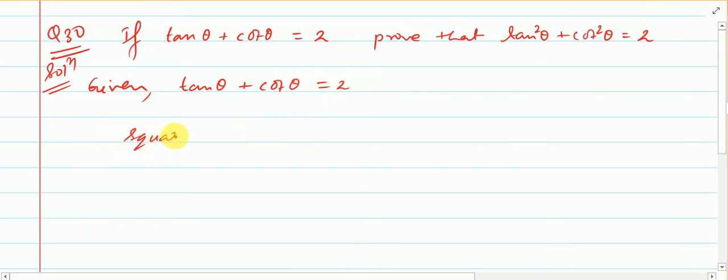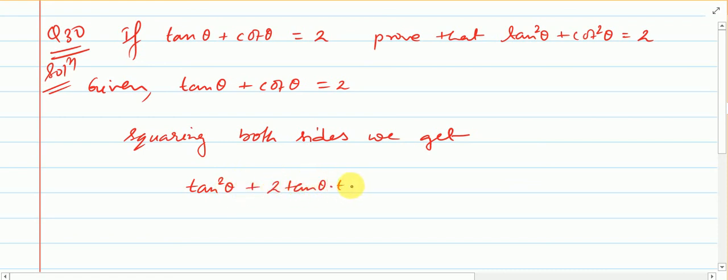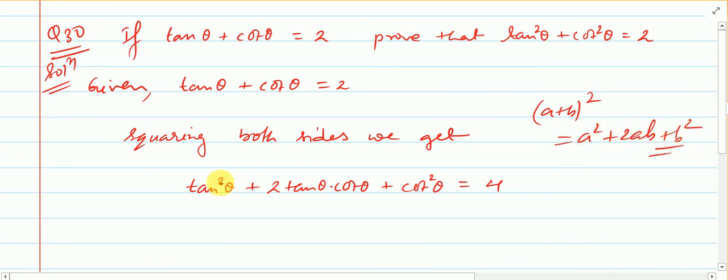Squaring both sides, we get what? We get tan square theta plus 2 times tan theta into cot theta plus cot square theta, and on right 2 square means 4. And here squaring left hand side, that means I have used a plus b whole square formula. Okay, by this formula I have got this.